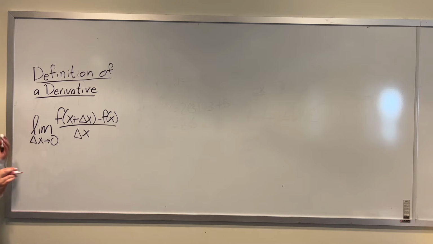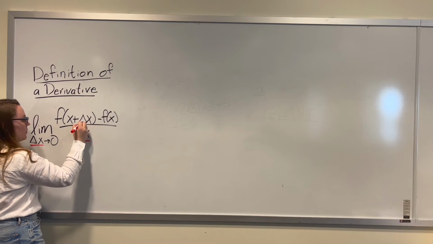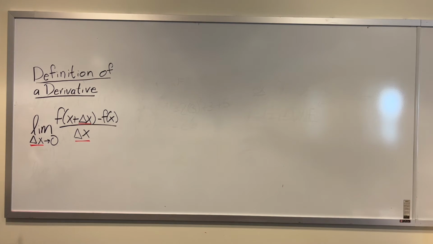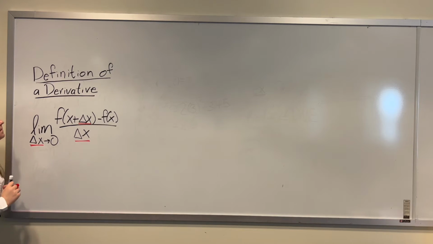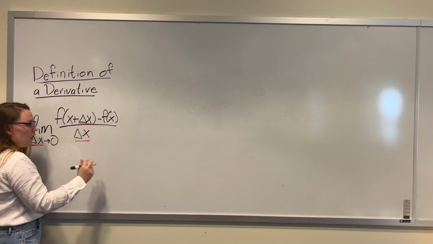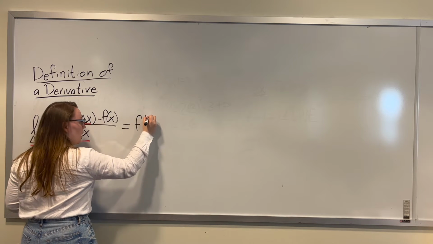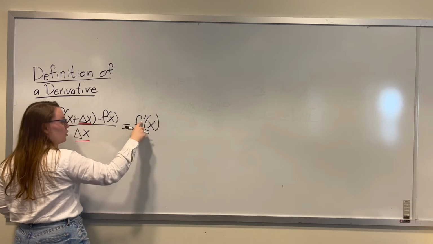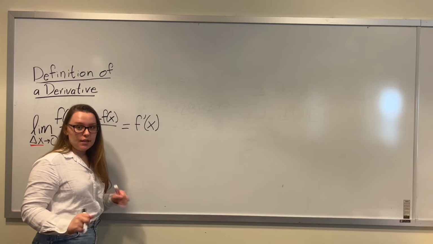And whoever you learn it from, these symbols might be a little different. They might be h, they might be a, they might be t, some other letter, but it all means the same thing. And so this gives us the derivative of any function. And when we find this function, it will be denoted as f prime of x. You put a little apostrophe in between the f and the x. So let's go ahead and do an example using the definition.